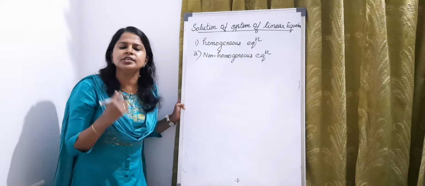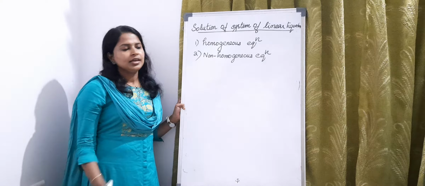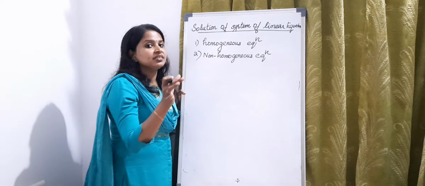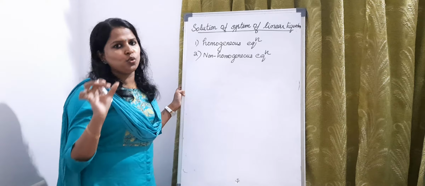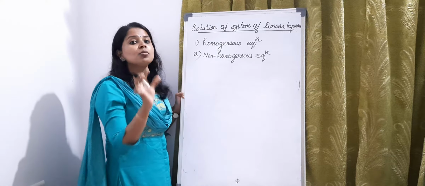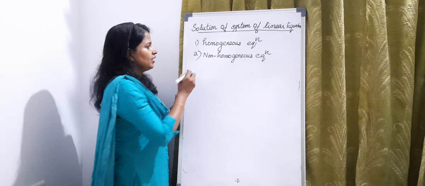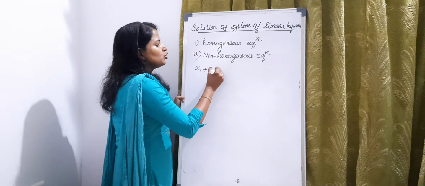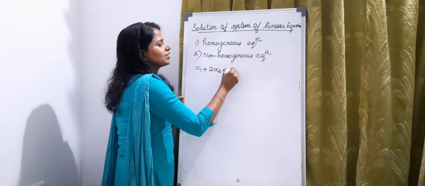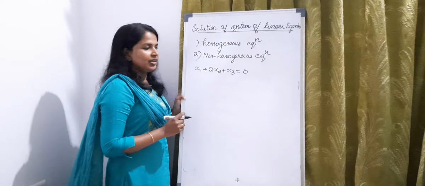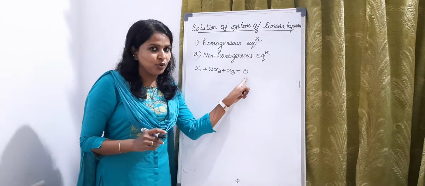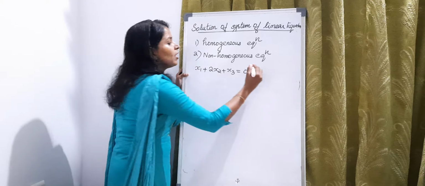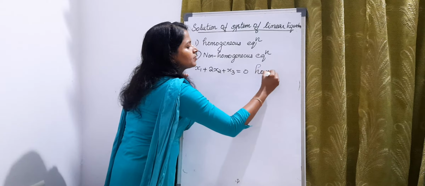What is a homogeneous equation? An equation with the right side equal to 0 is called a homogeneous equation. For example, x1 + 2x2 + x3 = 0. Here the right side is 0. This equation is called a homogeneous equation.